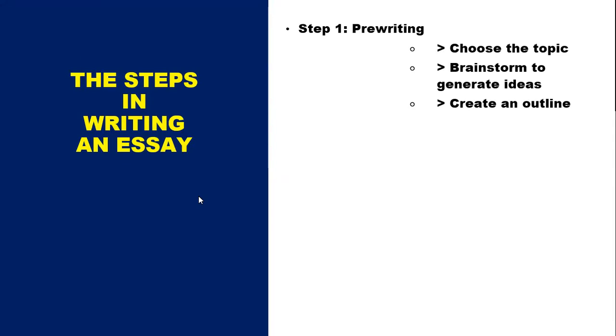And as they flow naturally into your mind, you simply jot down these main points, and then you form a list of the key points, and that is what we call the outline.